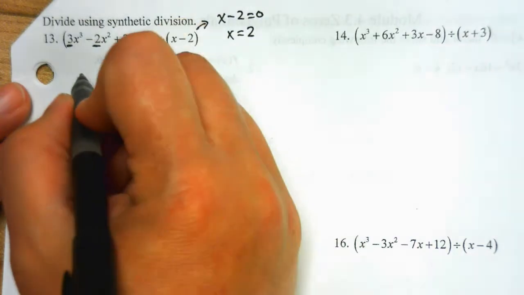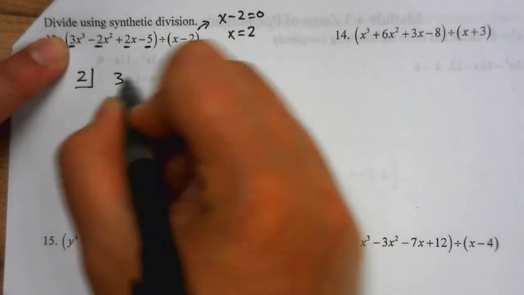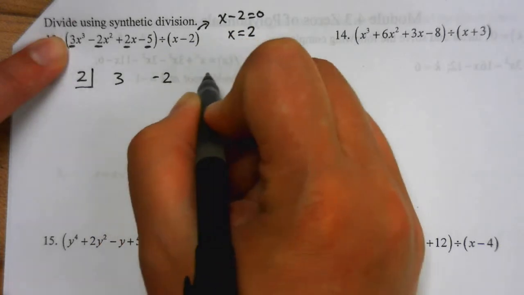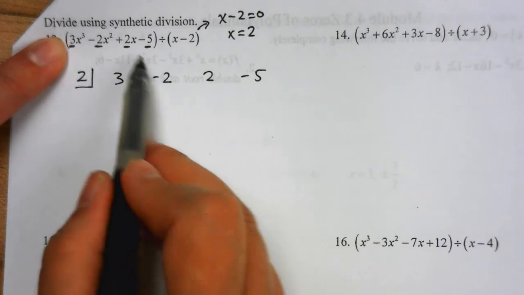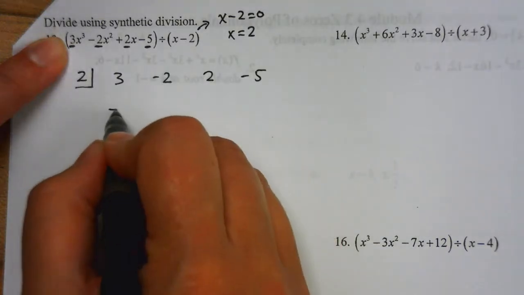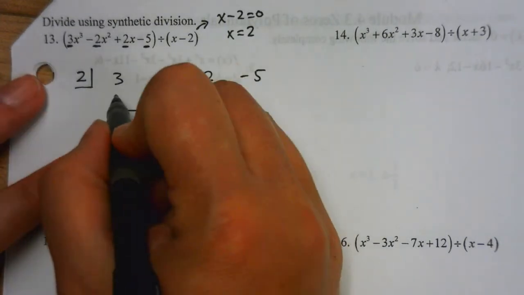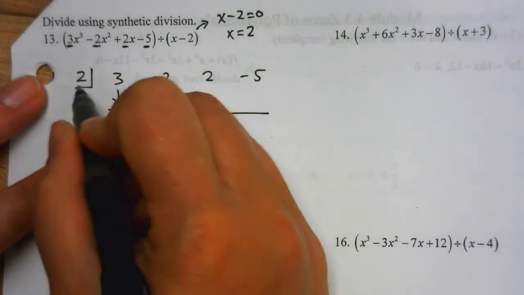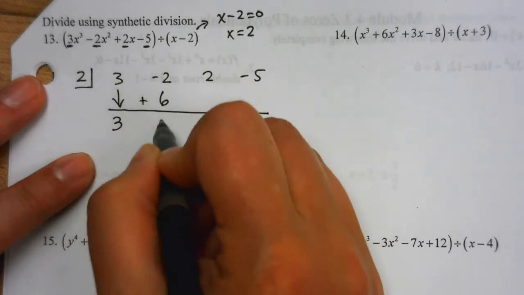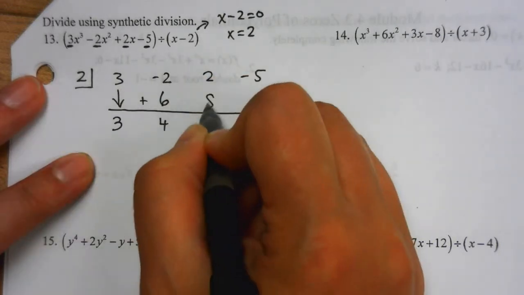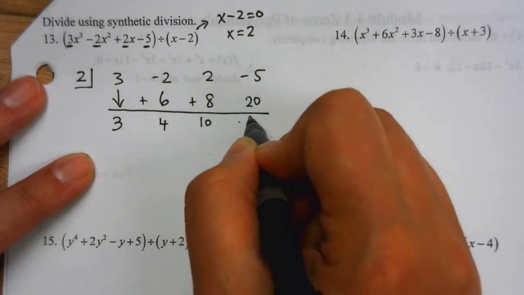That little 2 is going to go in a box out in front, and then I'm going to write my coefficients. I have 3, leave some space, I have a negative 2, I have a 2, and I have a negative 5. So again, those coefficients are being written down there. Leave some space, draw a line, and then we're going to bring down this 3 and multiply. So 3 times 2 is going to give me 6, add straight down, I get 4, go back and multiply, add straight down, go back and multiply, add straight down.